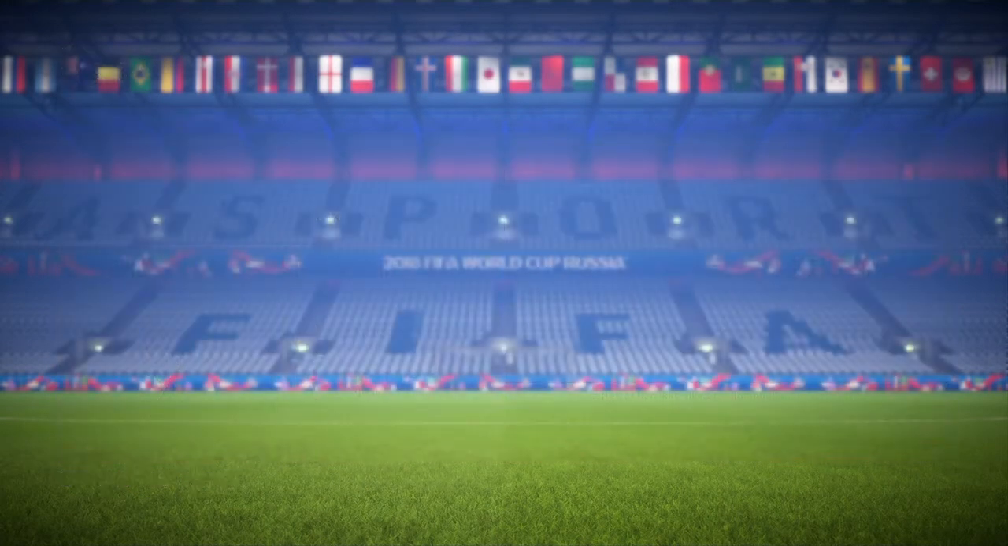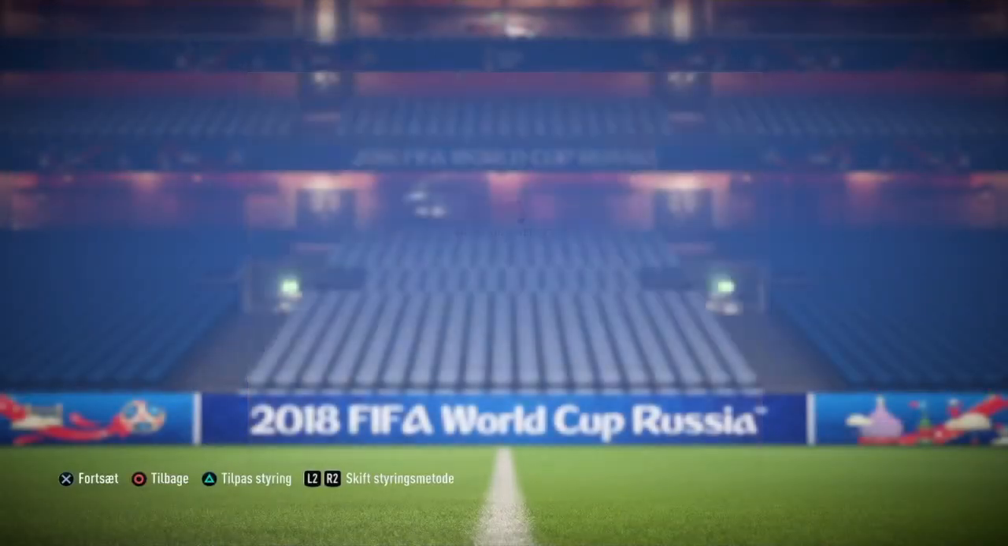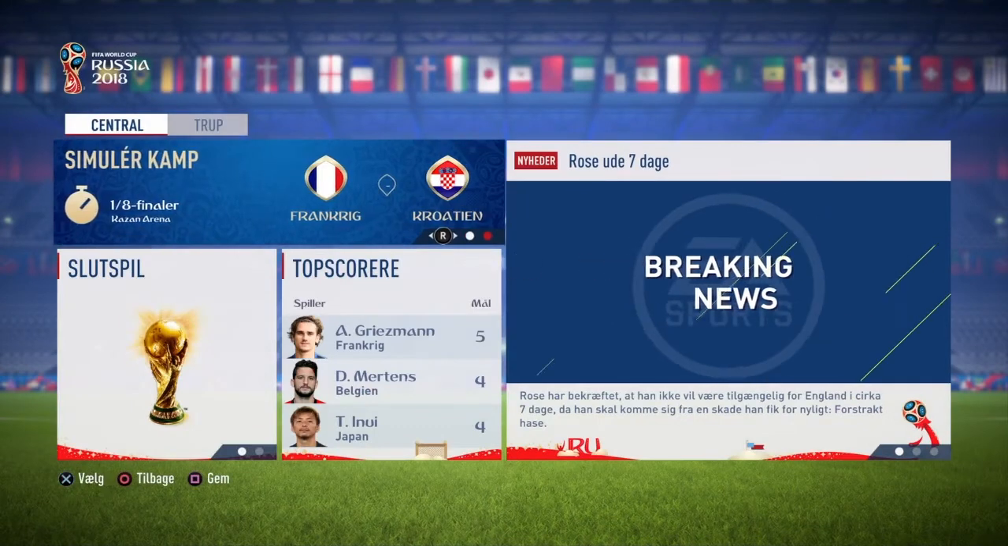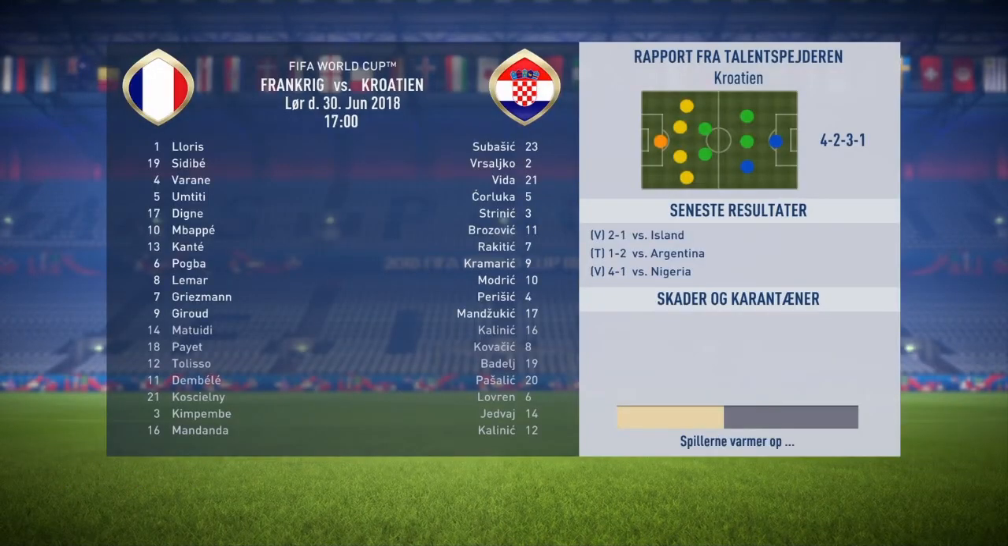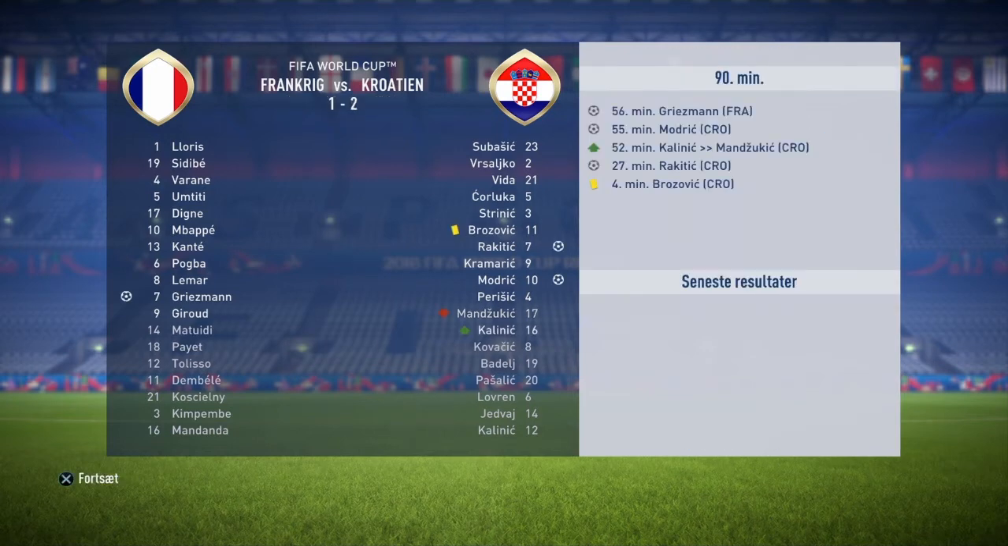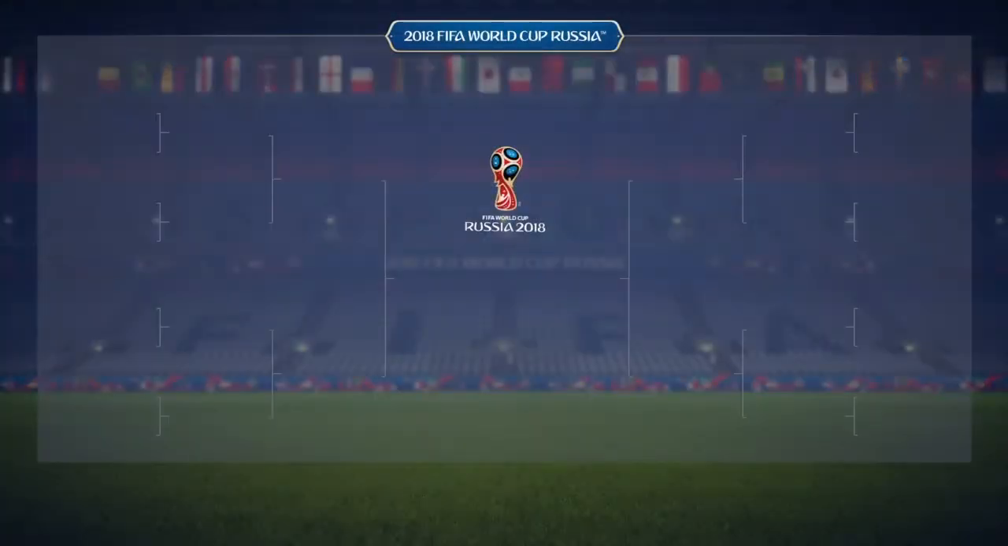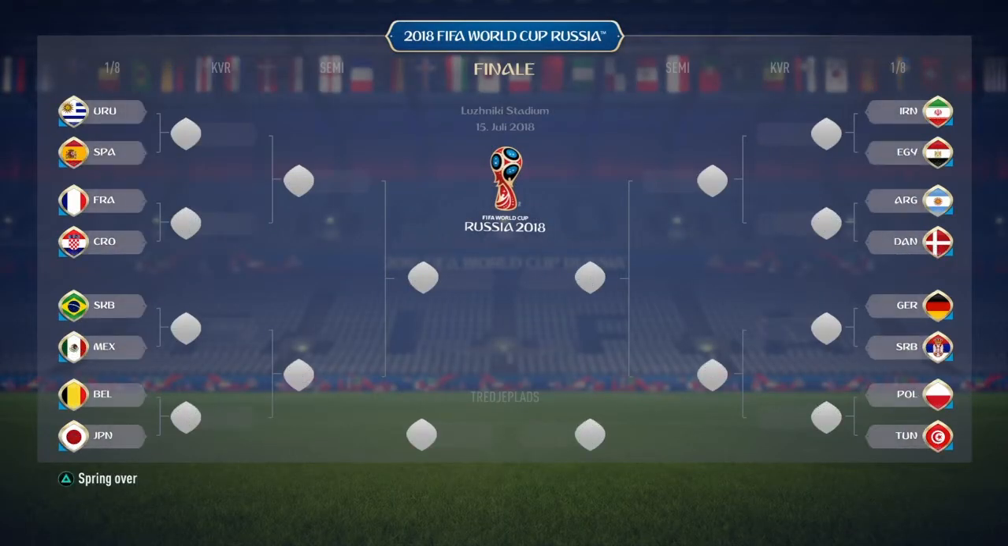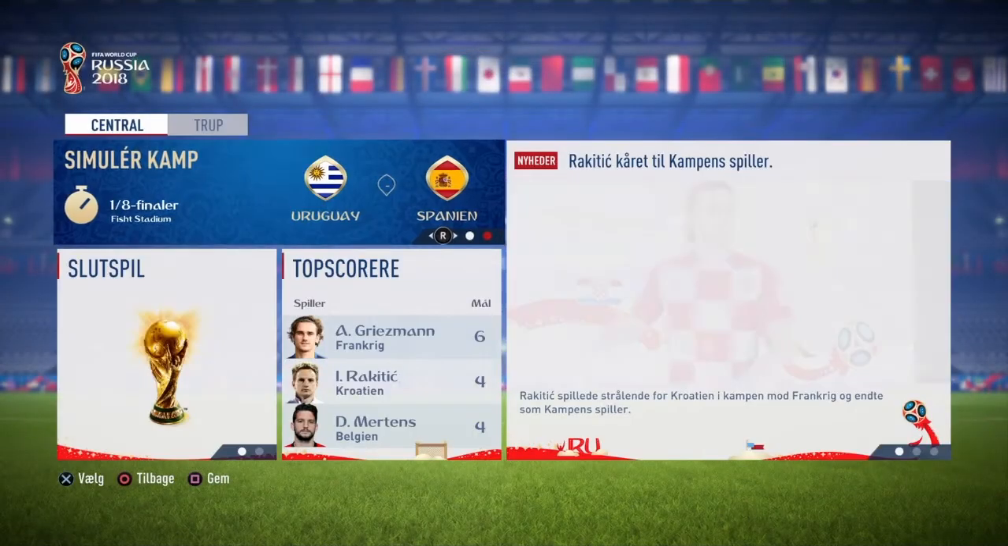In the last 16... Oh, we're not playing it. Last 16 game between France and Croatia will end in a 2-1 victory to Croatia. So France, who many people have as favorites to win the World Cup, will be knocked out in the last 16, and Croatia will go through.